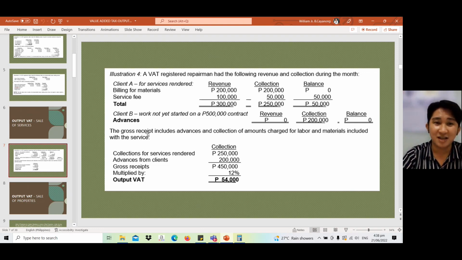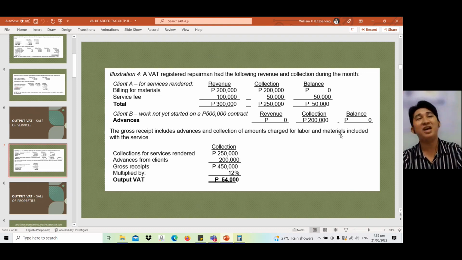Now, here, the gross receipt of the output VAT of sale of services includes advances and collection of amounts charged for labor and materials included with the service. Therefore, kung magkano yung nakolekta, yun lang po yung i-charge for VAT on services. Therefore, depende po, irregardless kung nakolekta or kung na-earn ba yan or hindi, as long as nakolekta yan, subject to VAT yan. Like here, dito for client A, ang collection natin is 250, yun lang yung nalalagay natin.